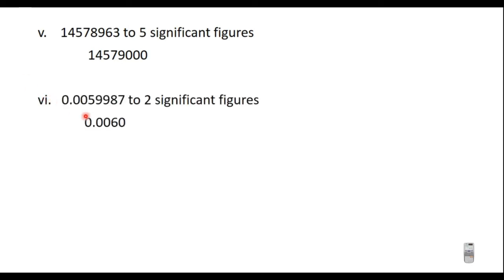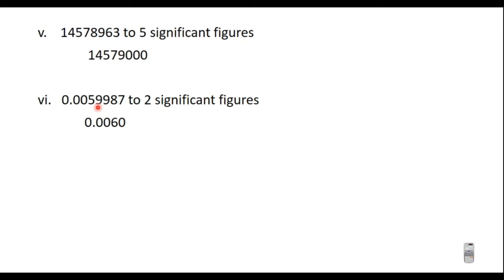Then we have this number here, 0.0059987. We are supposed to correct this to 2 significant figures. So look for the 2nd significant figure. Counting from left, remember that this is done from left to right, not right to left. Our first significant figure in this number is 5. Then the 2nd significant figure is 9. That is what we are interested in.